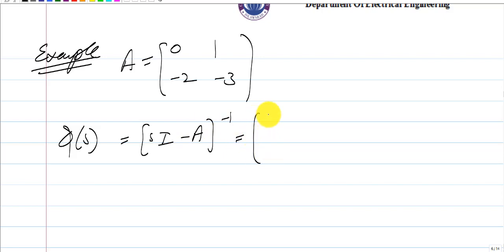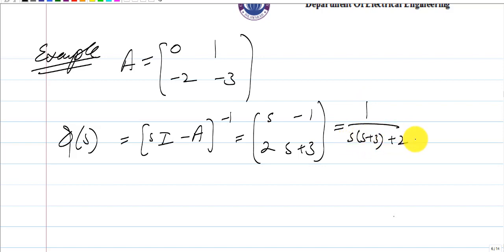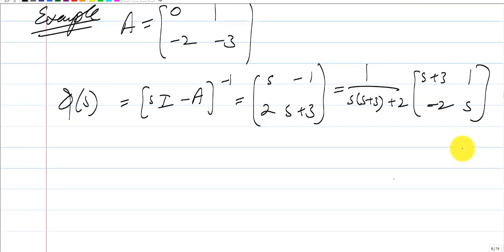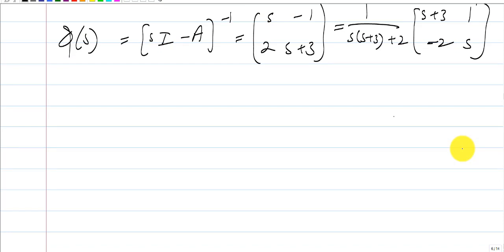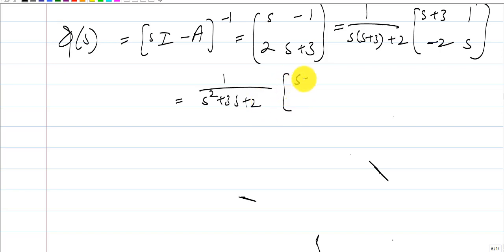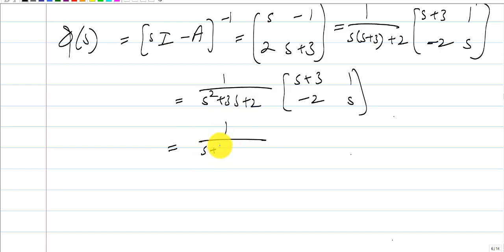So, that will be simply s, minus 1, 2, s plus 3. Okay, so its inverse will be simply s into s plus 3 plus 2, times s plus 3, 1, minus 2, s. So that can be written as 1 over s square plus 3s plus 2, and that will be s plus 3, 1, minus 2, s, and so that can be factorized as s plus 1, s plus 2.